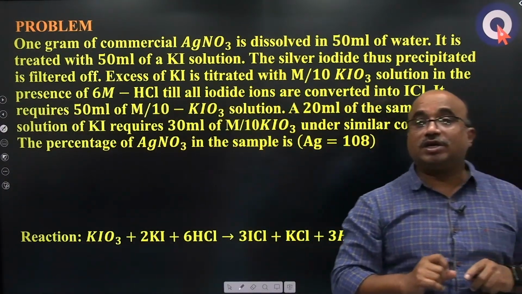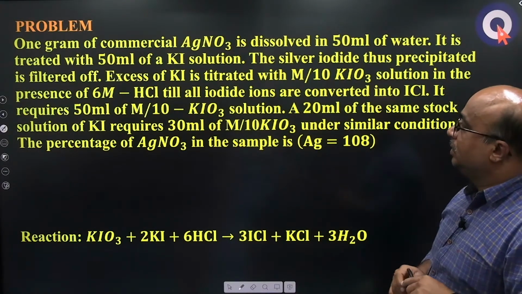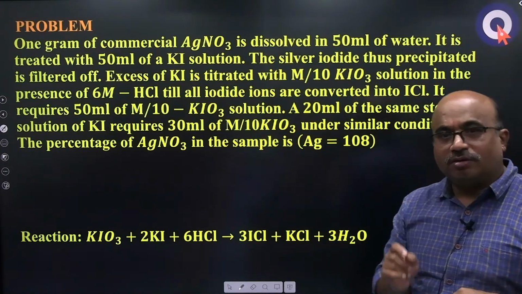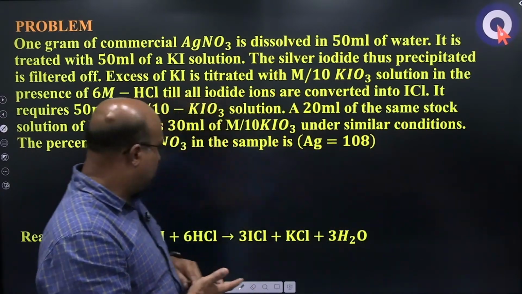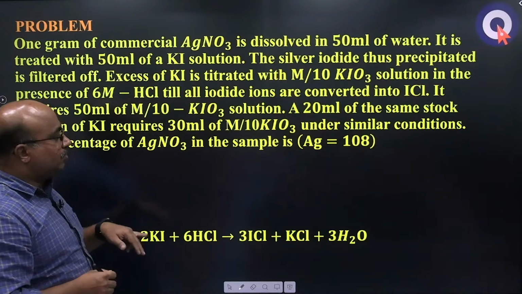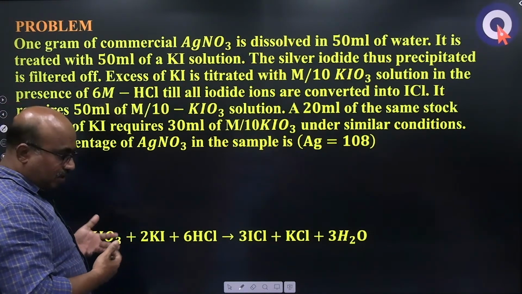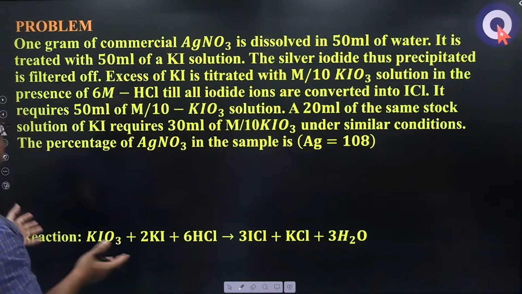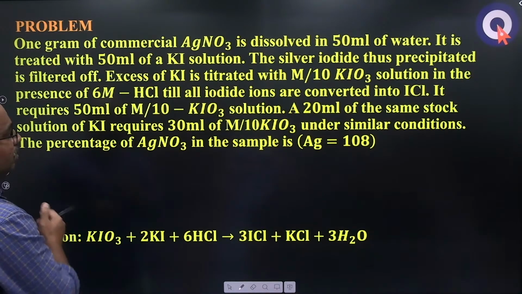1 gram of commercial silver nitrate is dissolved in 50 ml of water and it is treated with 50 ml of KI solution. We know the basic reaction of silver nitrate and KI, so I think that is the reason why they have not mentioned this reaction, but the other reaction which is required for that problem he mentioned here. Then the silver iodide thus precipitated is filtered off. We removed that.